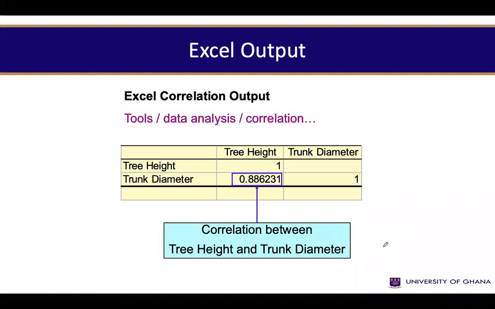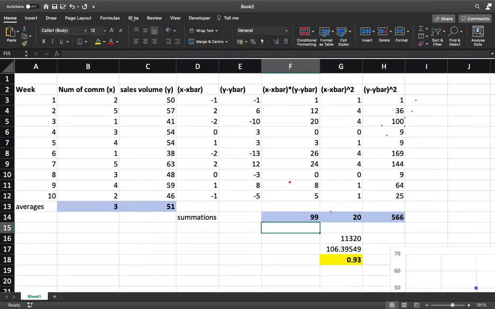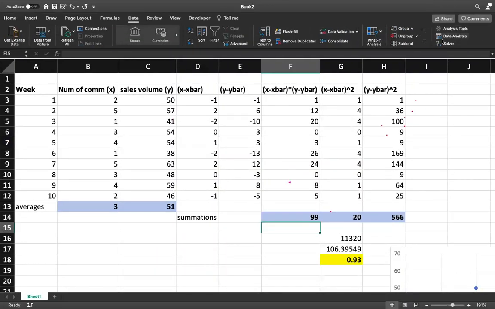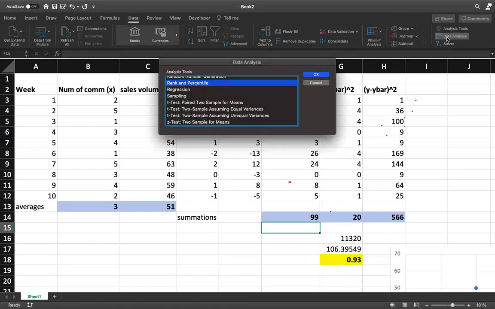Analysis ToolPak. When you add that add-in to your Excel and go to the Data tab, you see Data Analysis over here, and under Data Analysis we have several tests you can do. Even all the things that we've done, hypothesis testing, everything that we've done can be done using Excel.